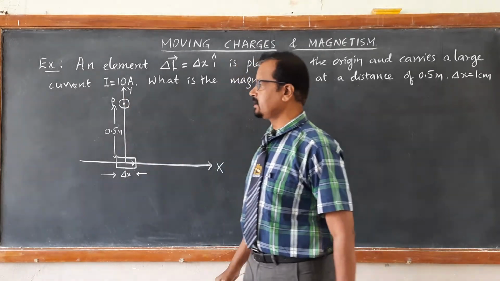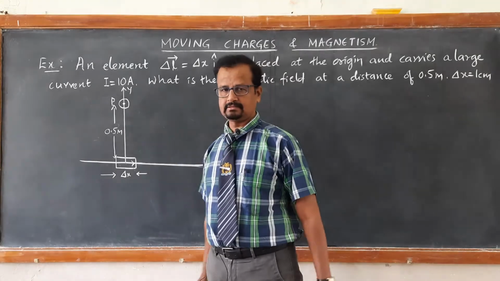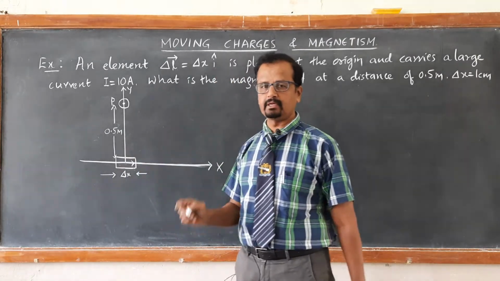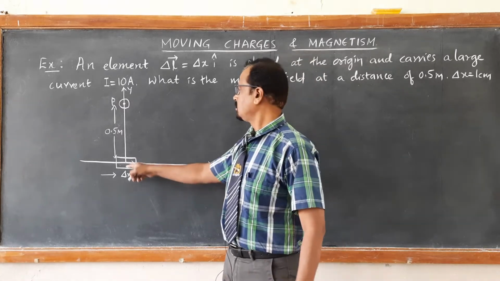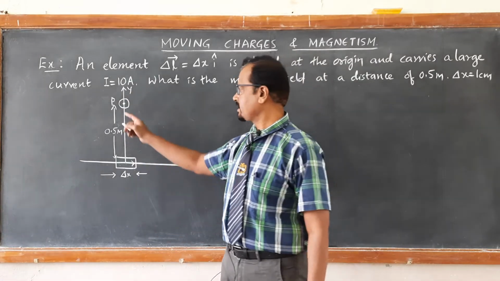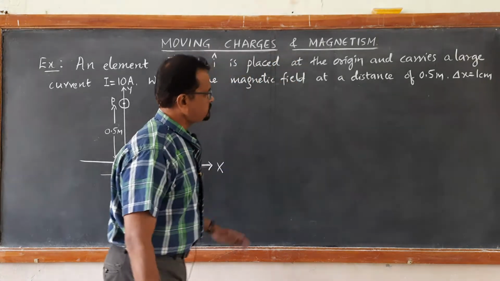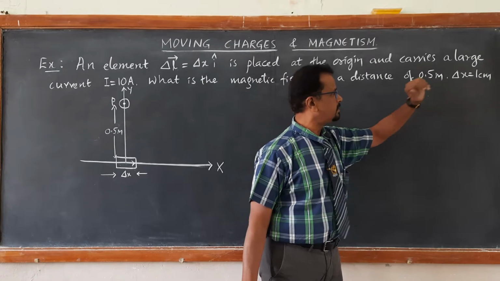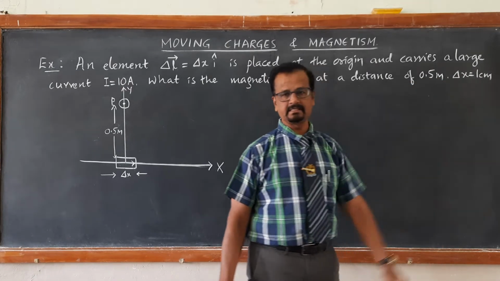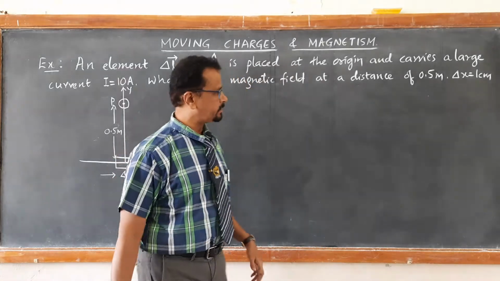What is the magnetic field at the distance of 0.5 meter along the y axis, perpendicular to this? Perpendicular to x axis means about y axis. What is the magnetic field at this point? In order to solve this, the given things are the distance 0.5 meter and the length delta x of this element, which is 1 centimeter.